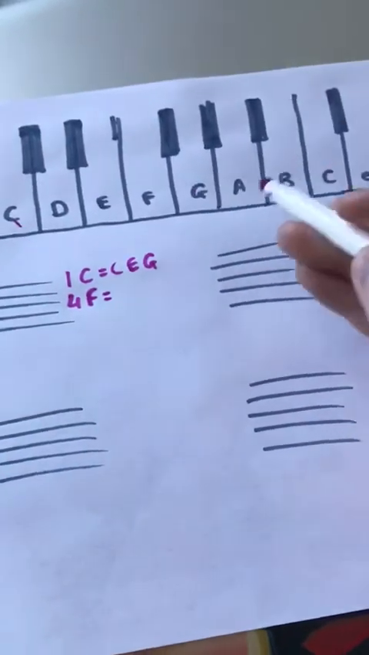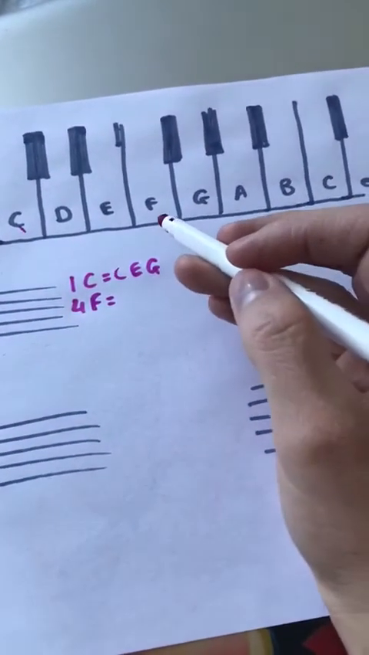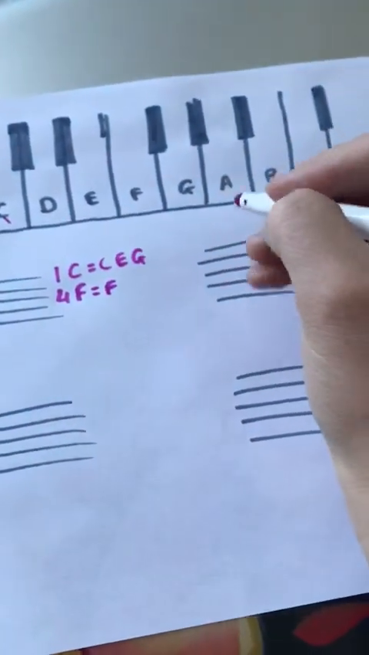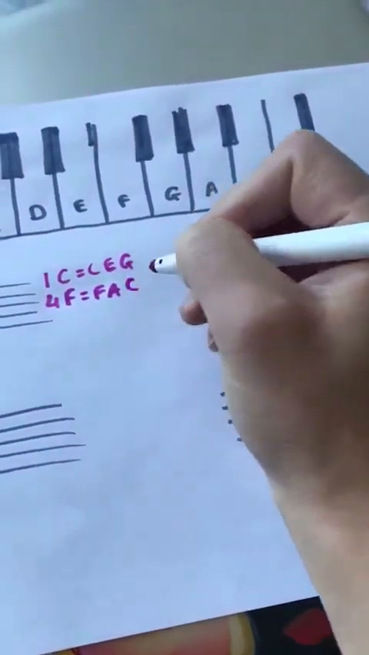Then I use the same theory, so I'm going to play a note, miss a note, play a note, miss a note, play a note. So I play the F, because that's part of the chord, miss out G, then I would play an A. Then the next one I would do would be a C.